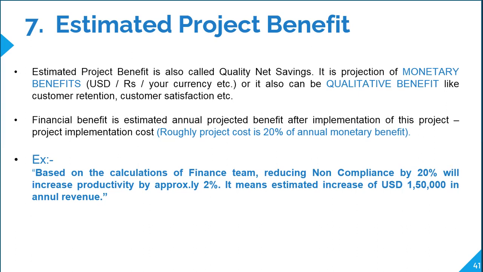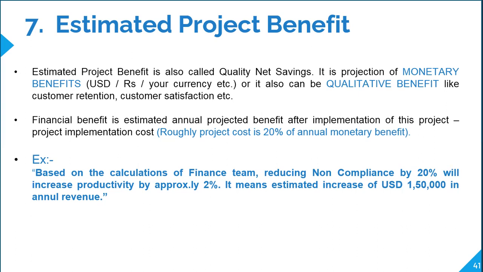So let's take a small example of our PT non-compliance. Based on the calculations of the finance team, reducing non-compliance by 20% will increase productivity by approximately 2%. It means an estimated increase of USD 1.5 lakhs, or for that matter, $150,000 in annual revenue. That's what the finance team is going to approve. So this is your estimated benefit of this project, $150,000 after subtracting your cost of efforts.